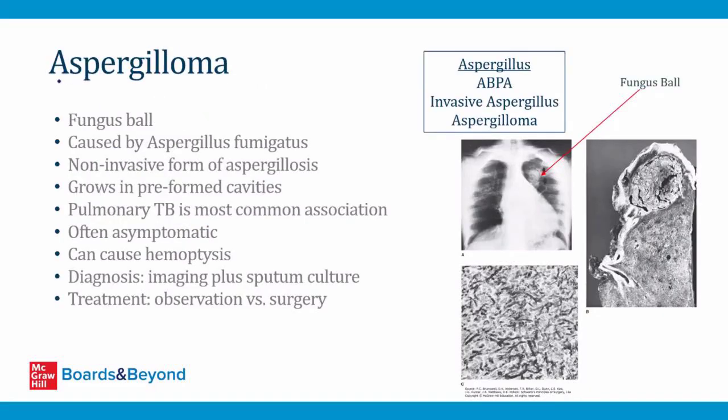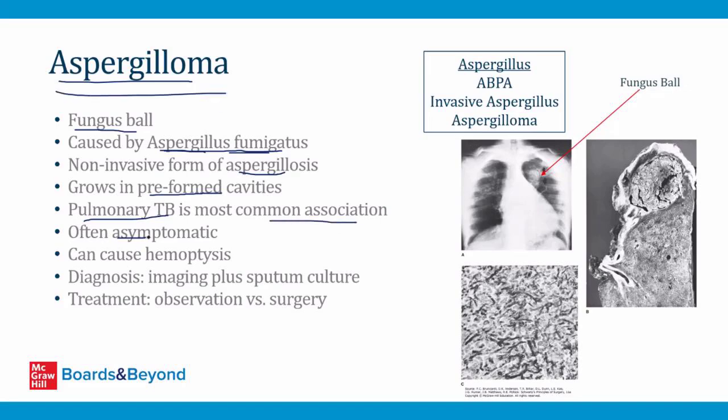Let me briefly mention aspergillomas, which are fungus balls that grow inside the lungs. These are collections of fungal growth that are caused by the fungus Aspergillus fumigatus. This is a non-invasive form of aspergillosis, meaning infection with aspergillus. Usually, this form of aspergillus does not cause disease, but it does like to grow in preformed cavities, and pulmonary tuberculosis is the most common association with the presence of a fungus ball aspergilloma.